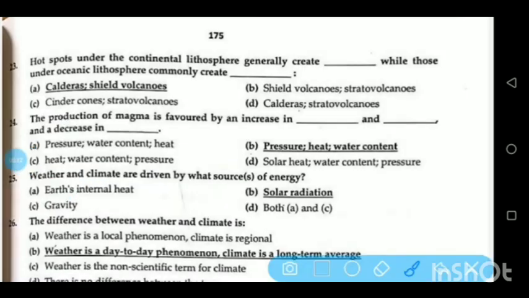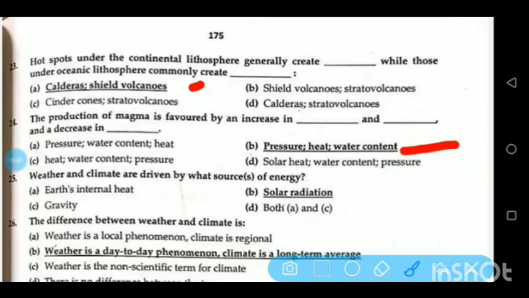Hotspots under the continental lithosphere generally create calderas, while those under oceanic lithosphere commonly create shield volcanoes. The production of magma is favored by an increase in pressure and heat and a decrease in water content.